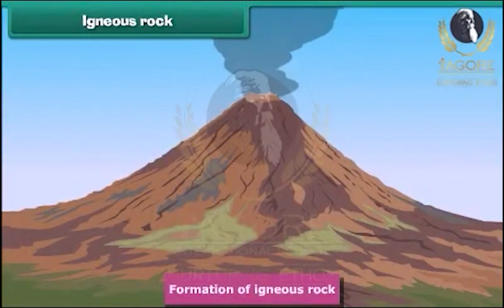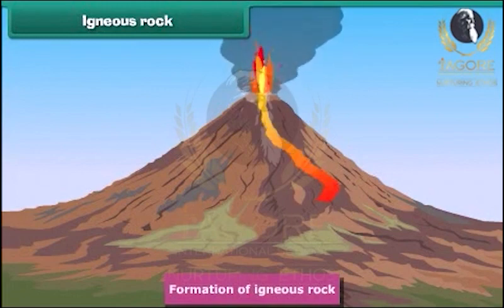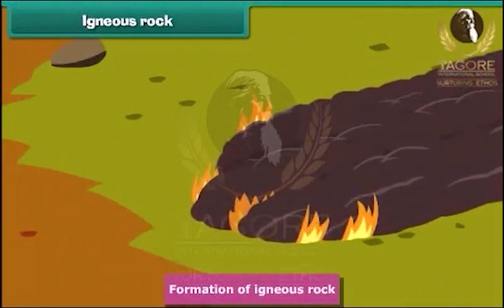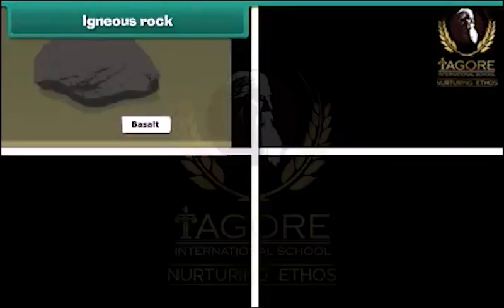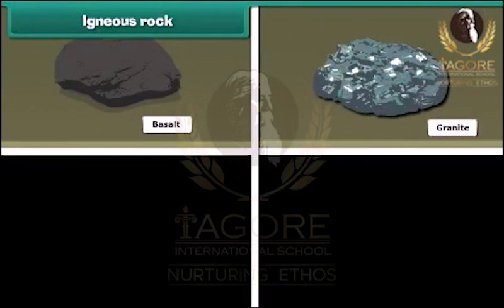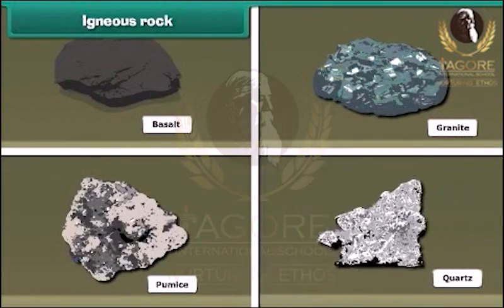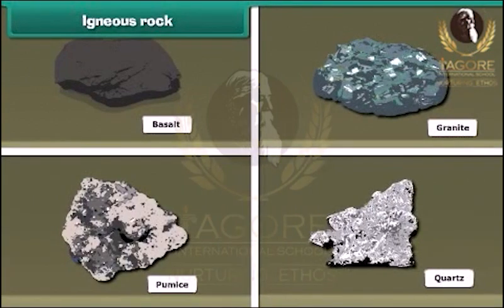Igneous rock is formed when molten rocks, like lava in volcanoes, cool and get hardened, solidified. It is often shiny and glossy. Basalt, granite, pumice, and quartz are examples of this kind of rock.